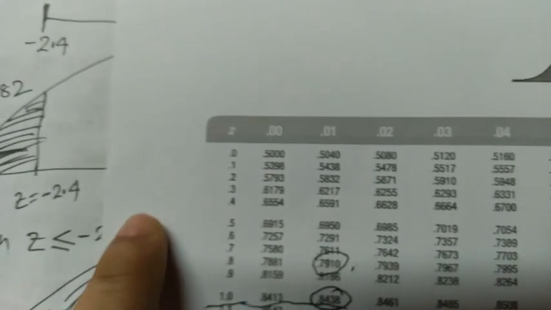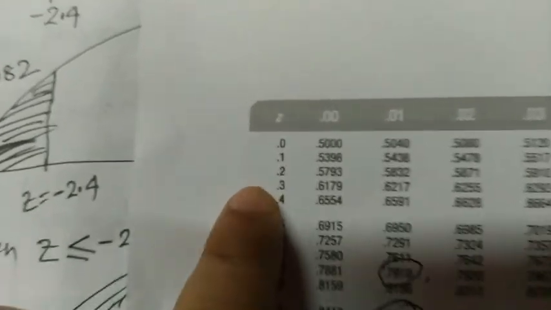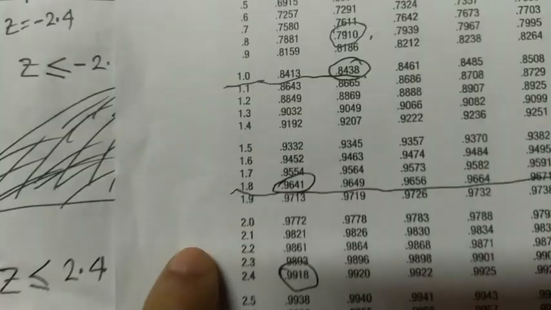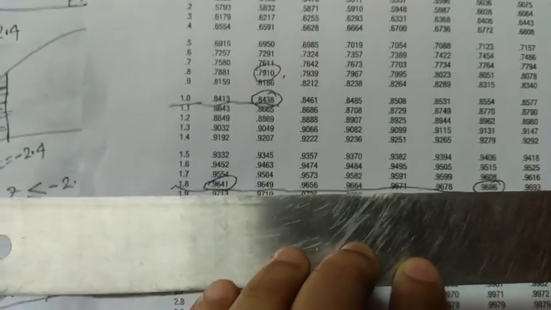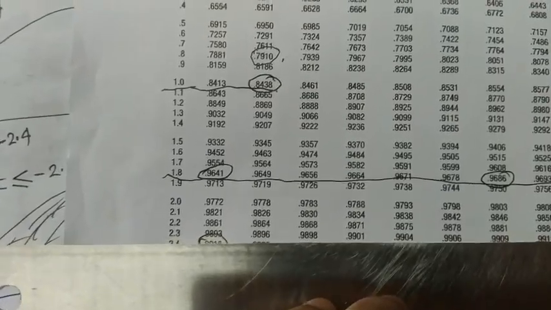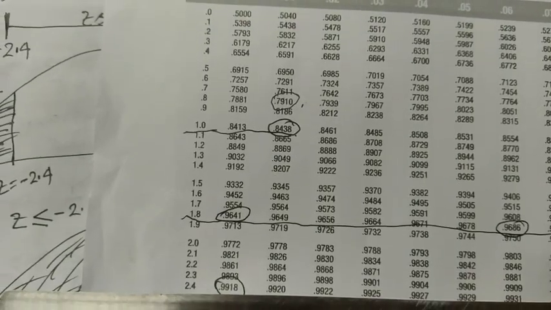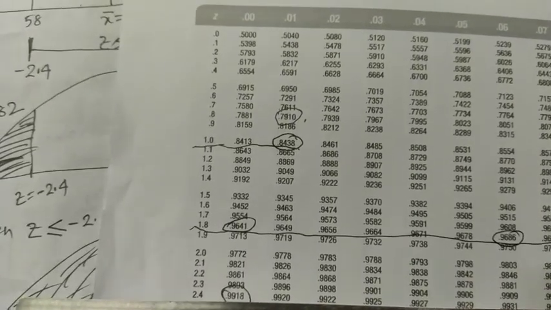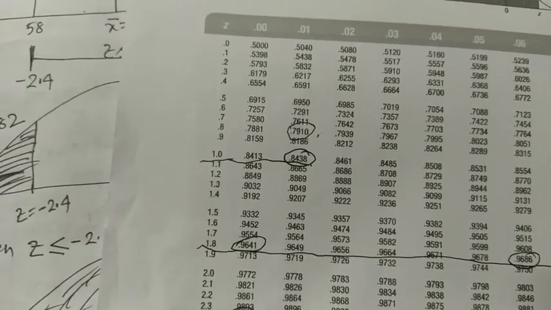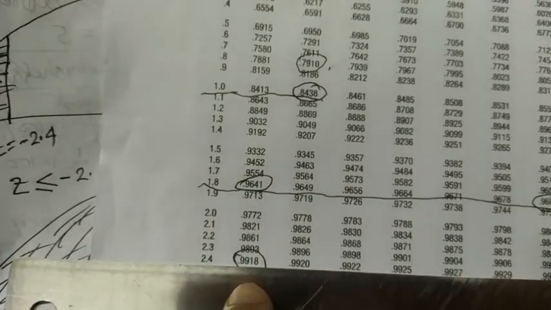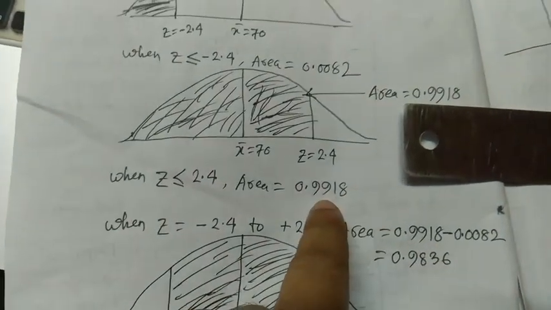That means where, you can see on the left hand side of the table, all the values of Z are positive. So we need to find out the right row where the value of Z is 2.4. You can see here this is the column for Z and this is the right row for 2.4. So the area is 0.9918.